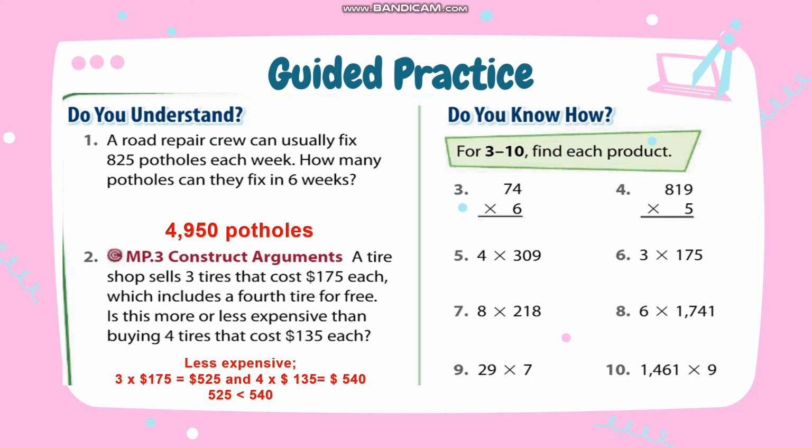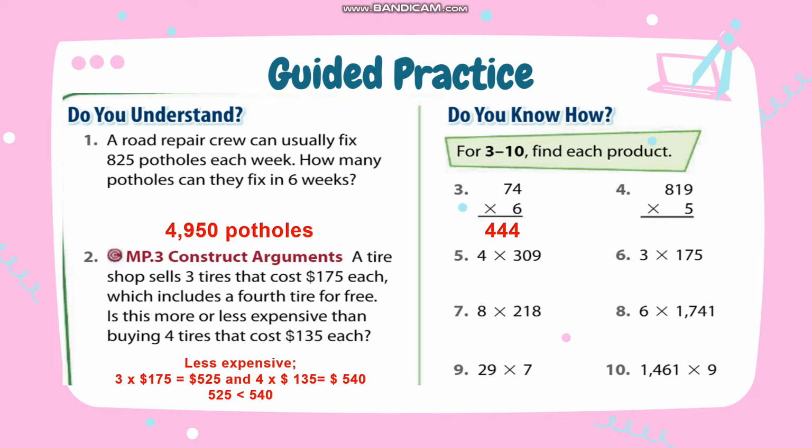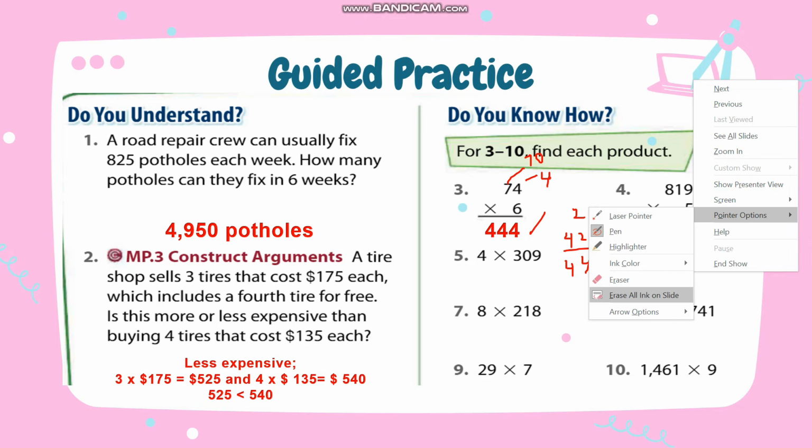Number 3. 6 times 4, 24, regroup 2. Then 6 times 7 is 42 plus 2 is 44. So the answer is 444. Those students who don't know how to multiply using the standard algorithm, you can use the expanded form. It means this becomes 70, this becomes 4, then 6 times 4 is 24, then 6 times 70 is 420, then add, this becomes 444. It's the same. Okay, so let's proceed to number 4.